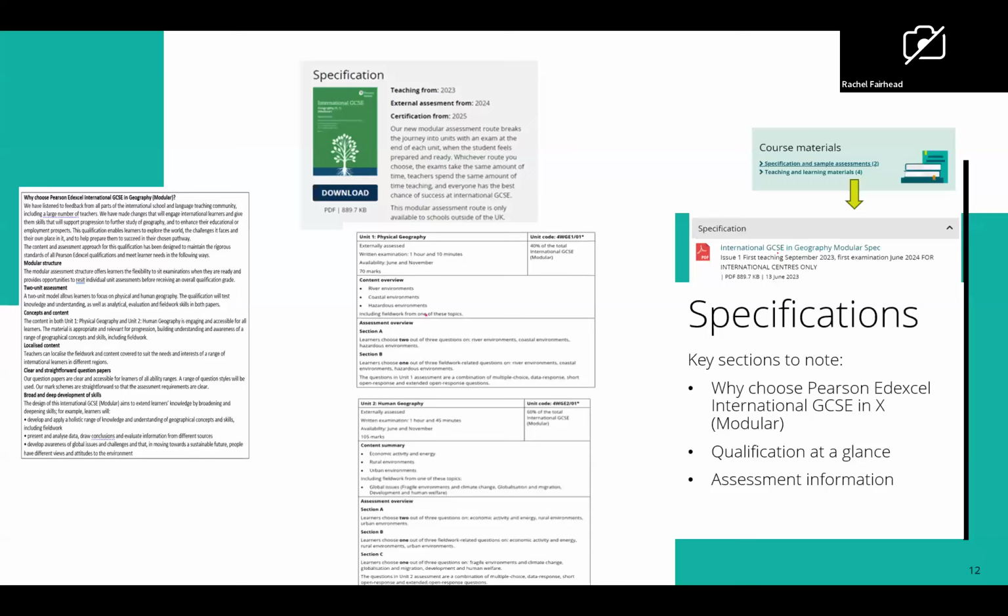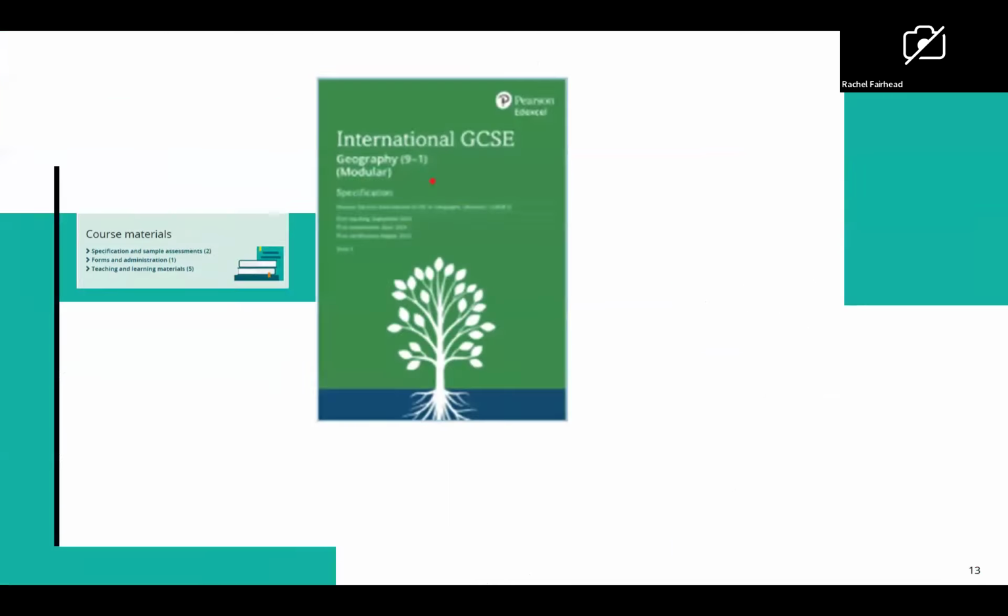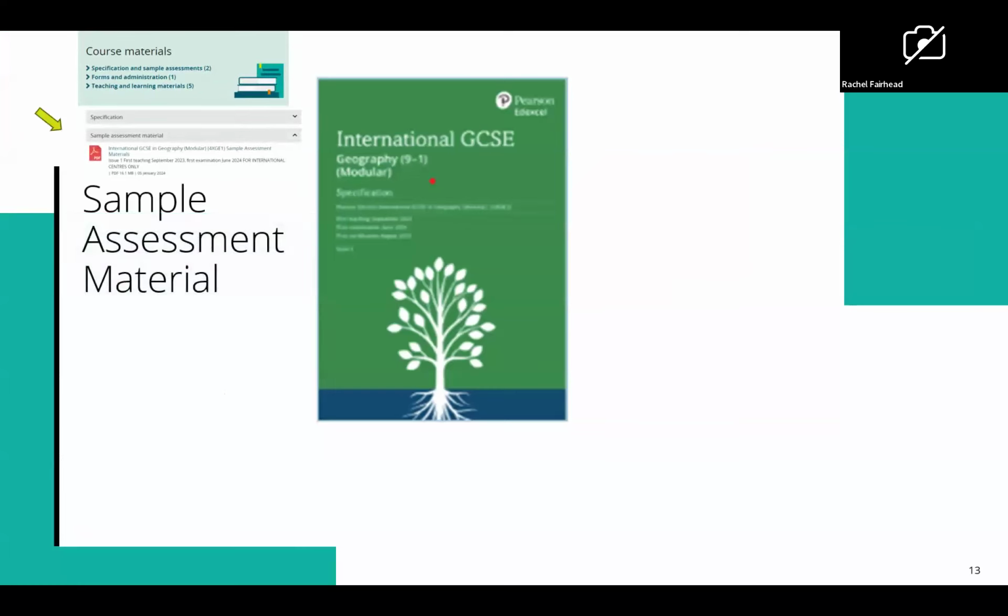What you'll also find, as I've shown on the screen, is a clear breakdown of the 2 units. What is assessed? How many marks? When it's available. So unit 1, for example, is 70 marks, an hour and 10 minutes, and is 40% of the qualification. Unit 2 is 105 marks, an hour and 45 minutes, and 60% of the total qualification.